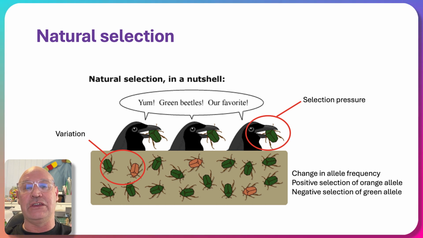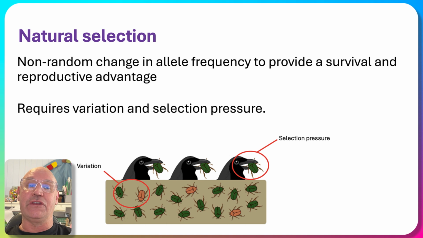It's a change in allele frequency and phenotype over time, and it's not random. It's because of a selection pressure that selects for a particular phenotype because it provides a survival advantage. So, putting in words then, it's the non-random change in allele frequency to provide a survival and a reproductive advantage. Requires two things. Requires variation, and also there needs to be some sort of selection pressure. So let's go through and explain those in a bit more detail.